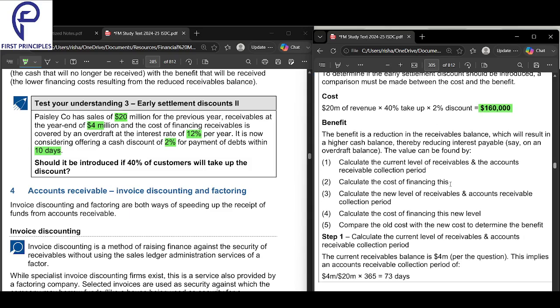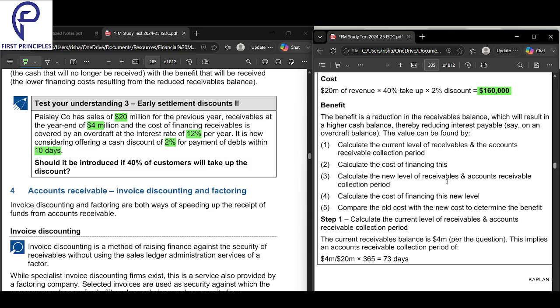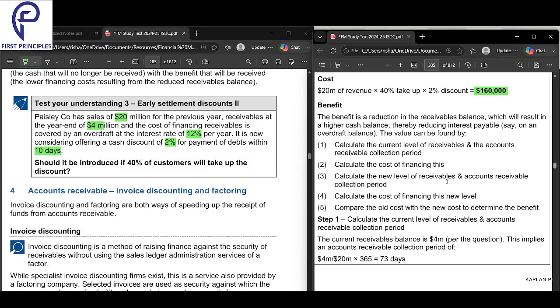Now coming to the benefit. What about the benefit? The benefit is a reduction in the receivable balance, which will result from a higher cash balance and will reduce your interest cost. So firstly, you will calculate the current level of receivables and the account receivable period. The current level is 4 million. Number of days is 73 days.